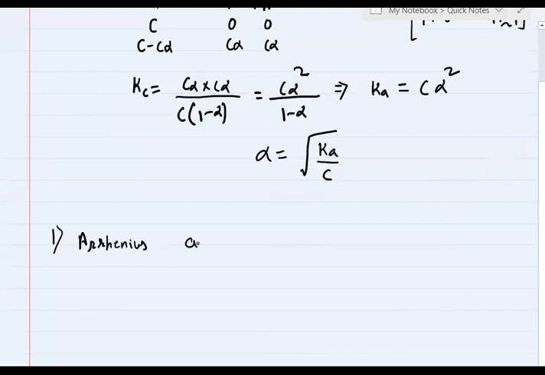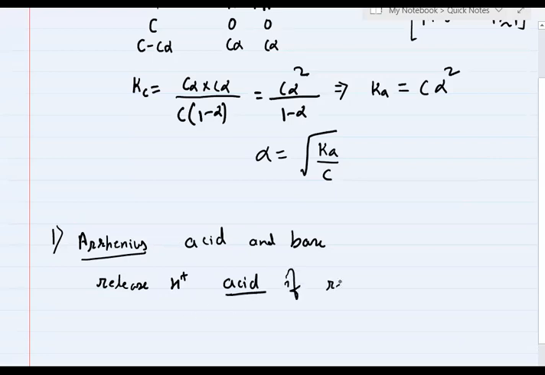Okay, Arrhenius acid and base. The scientist named Arrhenius said that if any substance releases H plus, it will be your acid. And if any substance releases OH minus, it will be your base. As simple as that. Okay, got it?